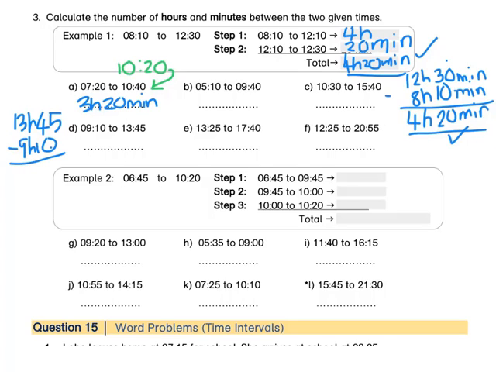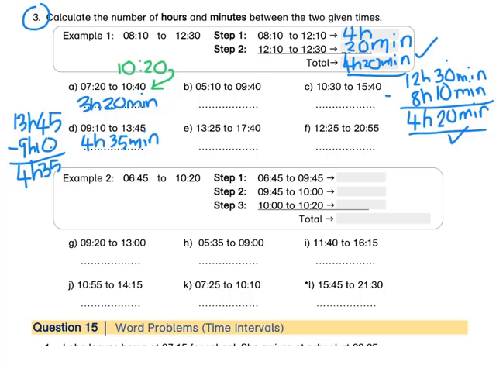45 minutes minus 10 minutes is 35 minutes. And 13 hours minus 9 hours gives us an answer of 4 hours. So our final answer is that there are 4 hours and 35 minutes between these two times. Press pause to complete 3 by yourself now.